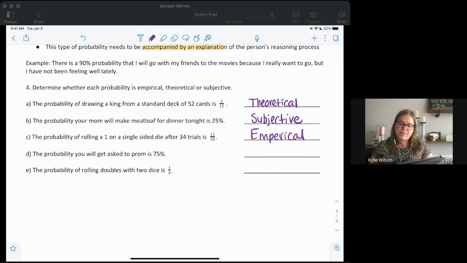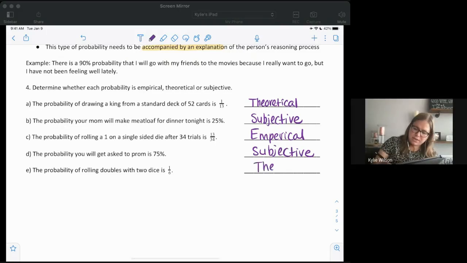There we go. Then the probability you will get asked to prom is 75%. Again, hard to really calculate that. You're just calculating it based off of some maybe well-known parameters, but you can't confirm it for sure. So this would be subjective. And finally, the probability of rolling doubles with 2 dice is 1/6. So in that case, there's no experiment, there's no trials. So that would be theoretical.